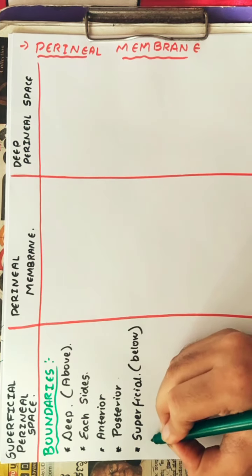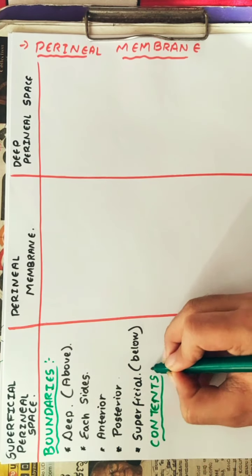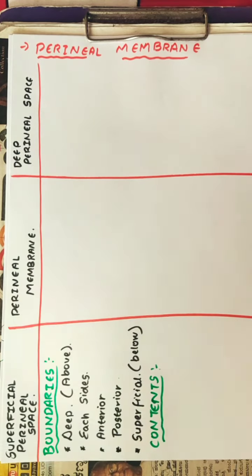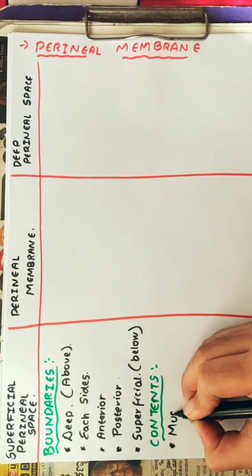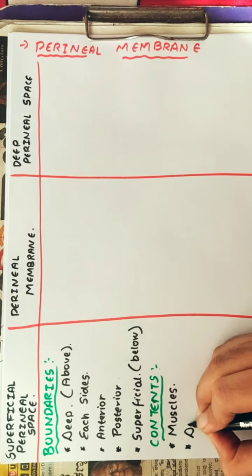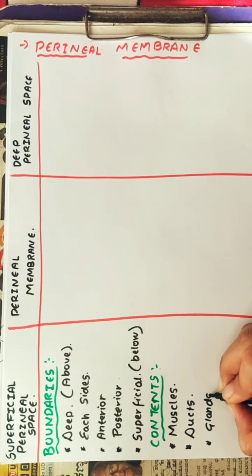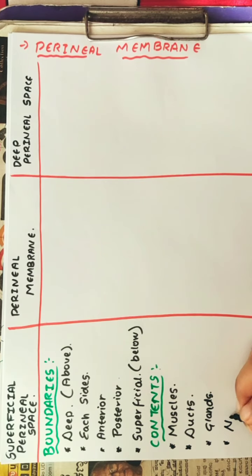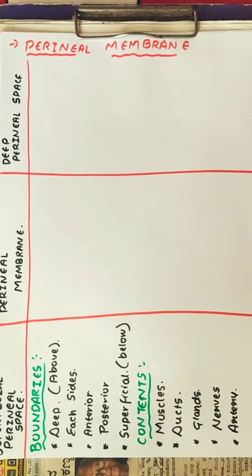So what are the contents of the superficial perineal space? First, we'll study the muscles present in it. Next, the ducts, the glands, the nerves, as well as the artery. Okay, so this is done. Superficial perineal space is done.